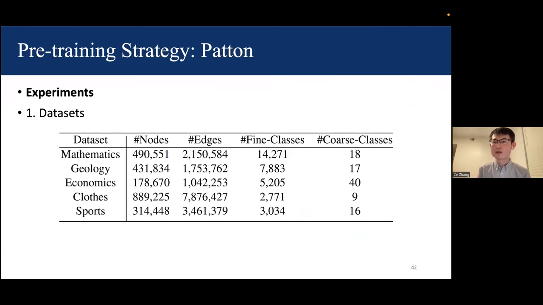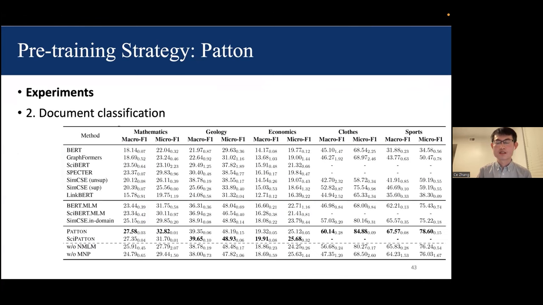And we try the proposed pre-training method on five datasets. Now let's look at the performance. If we compare Patton with this category of models, they are the models without any pre-training. Specifically, GraphFormer is one of the baselines. It doesn't have pre-training, but instead it directly trains on the given text attributed graph. So here is an improvement between the proposed model Patton and baseline models. The improvement is because we have the pre-training process, and the pre-training process can help us preserve the information on the graph.